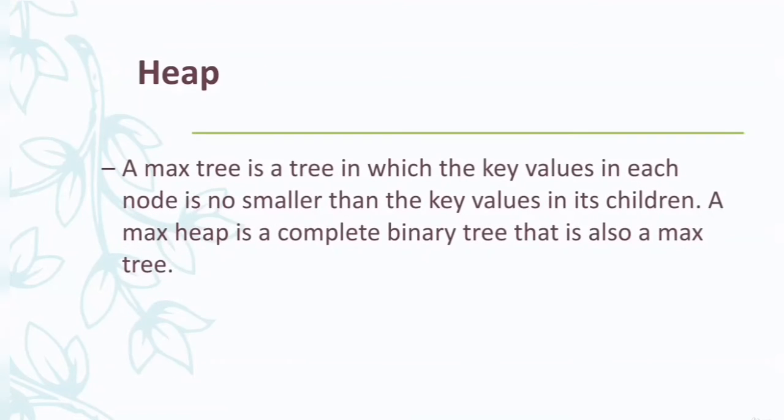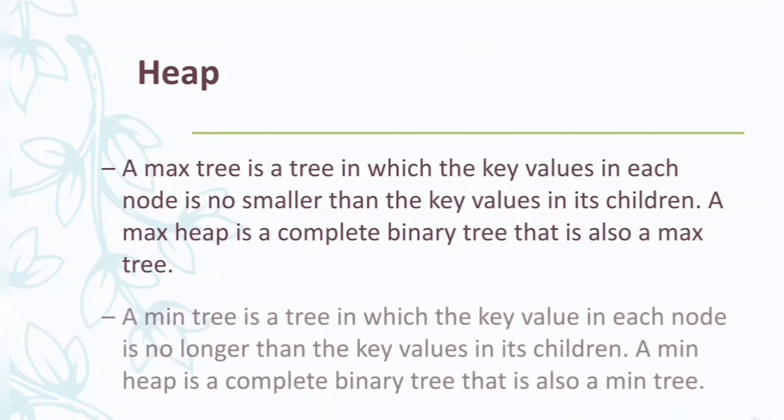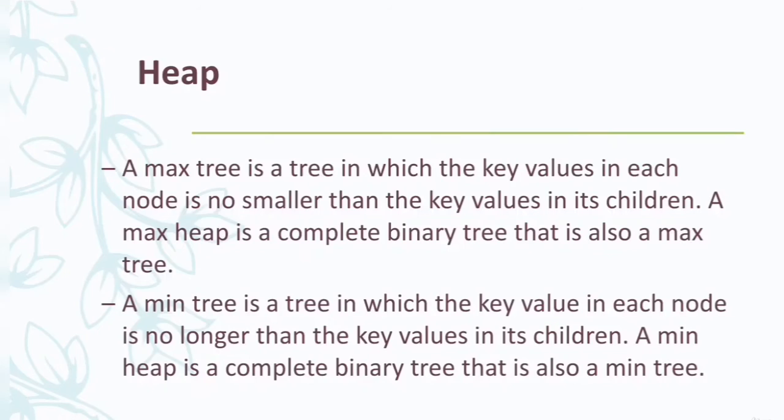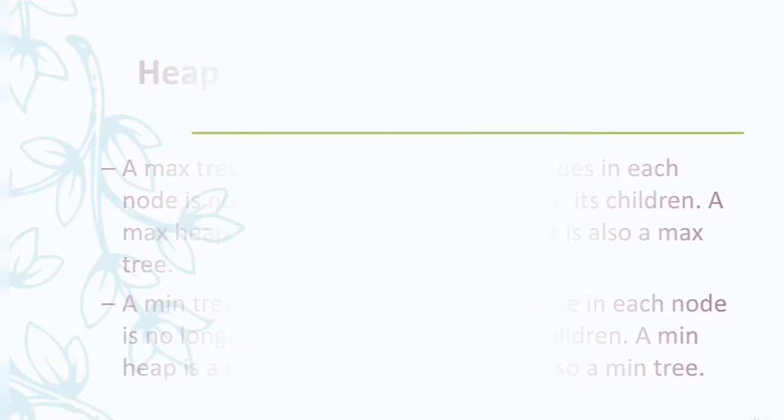So let's move forward to the next point, that of heap. Basically, a max tree is a tree in which the key value in each node is no smaller than the key values in its children. A max heap is a complete binary tree that is also a max tree. Again, a min tree is a tree in which the key value in each node is no larger than the key values in its children. A min heap is a complete binary tree that is also a min tree.